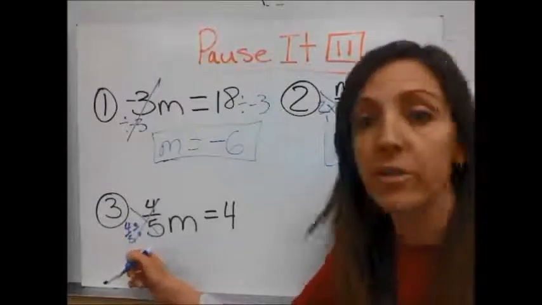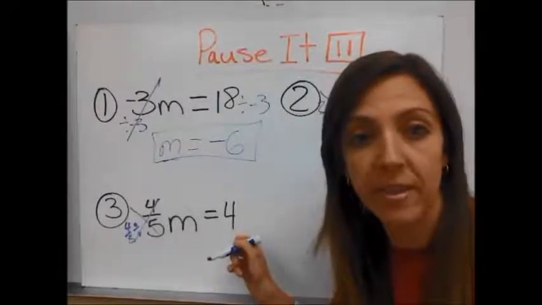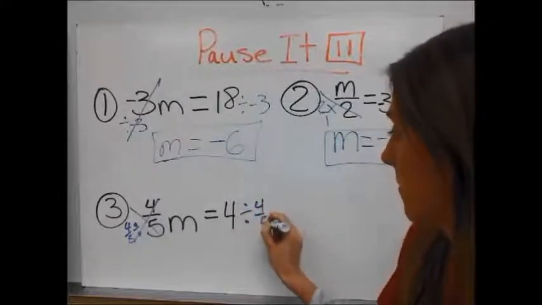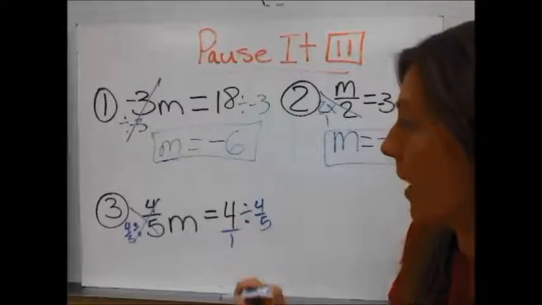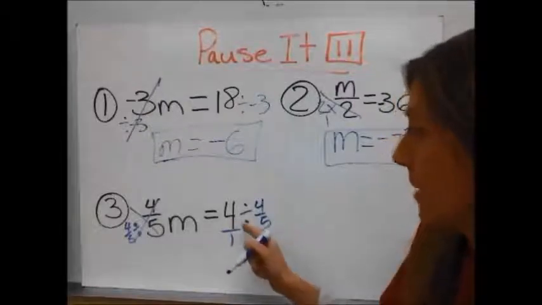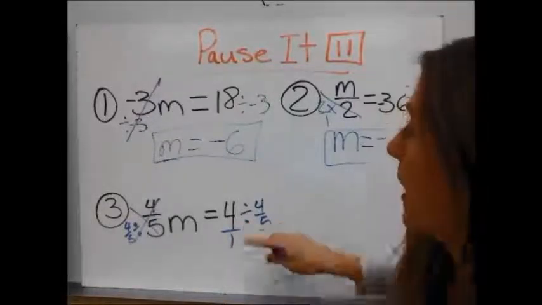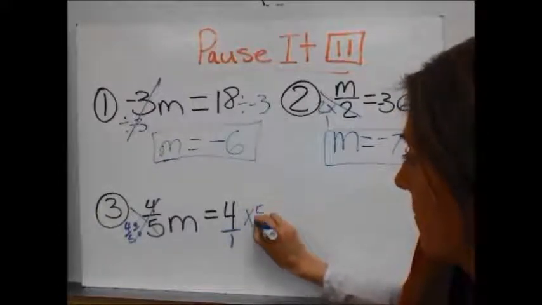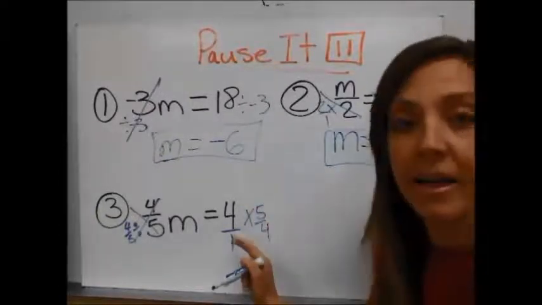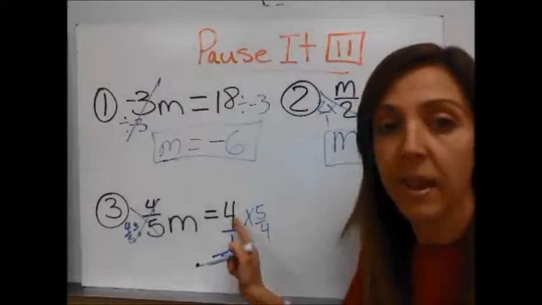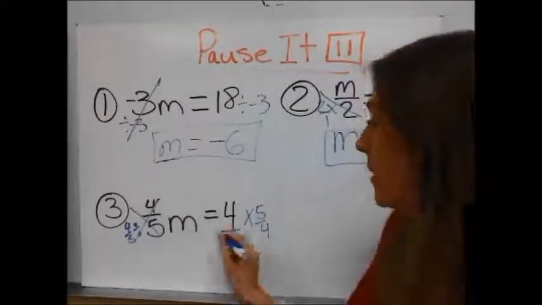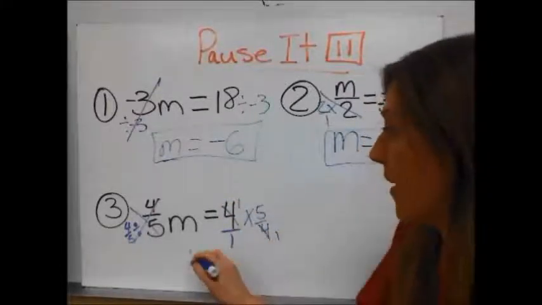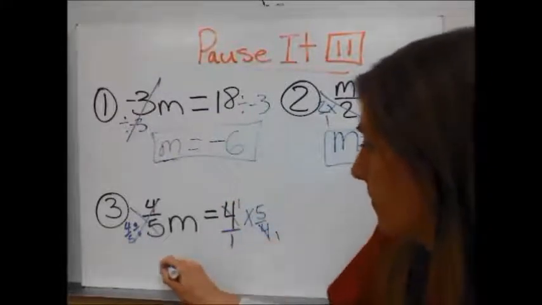Okay, so whatever I do here, I have to do over here. So I'm going to divide this by 4/5. I need to put the 4/1, and I'm going to go ahead and switch flip. I'm going to multiply by the reciprocal. I can top and bottom simplify. 4/4 would be 1. So 4 goes into 4 once, 4 goes into 4 once, and I'm left with 5. So m equals 5.